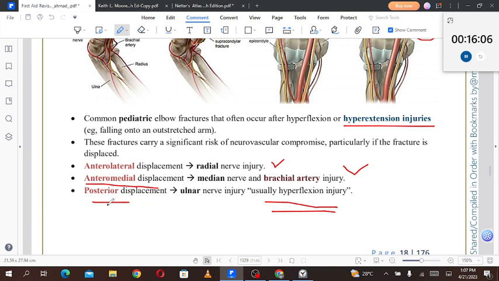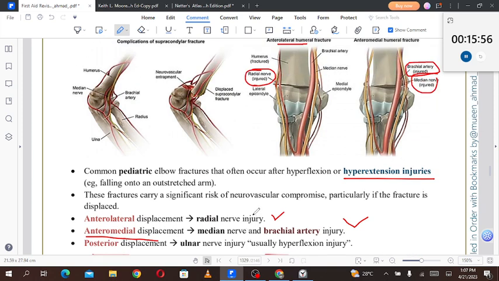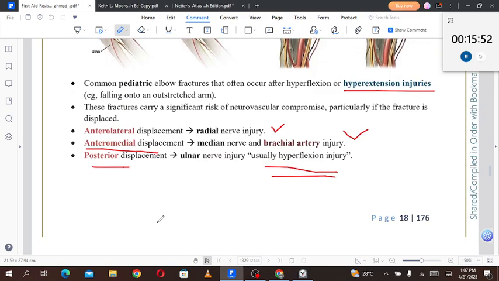Then if there is posterior displacement, ulnar nerve injury is usually seen, usually in hyperflexion injury. Due to hyperflexion, the ulnar nerve that is passing behind the medial epicondyle can be damaged. So remember these three types of lesions of the supracondylar fracture in the pediatric population.